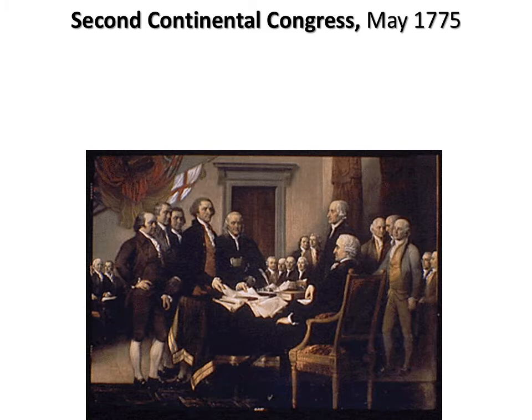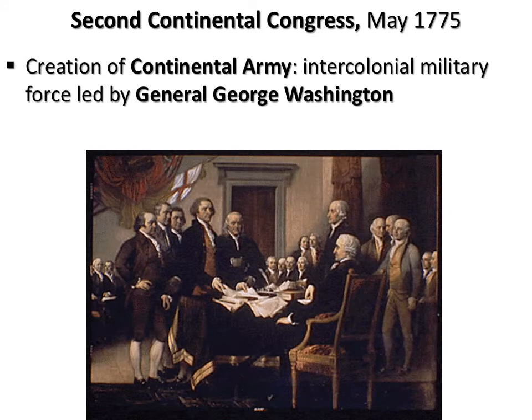So now there's a war. This isn't just boycotts and bans. Now this is a war, and the war has to be given meaning, and the war has to be fought successfully so that the colonists achieve their aims. So the Second Continental Congress is organized in May 1775. And they create here the Continental Army, a military force that combines troops from all 13 colonies, led, of course, by General George Washington.